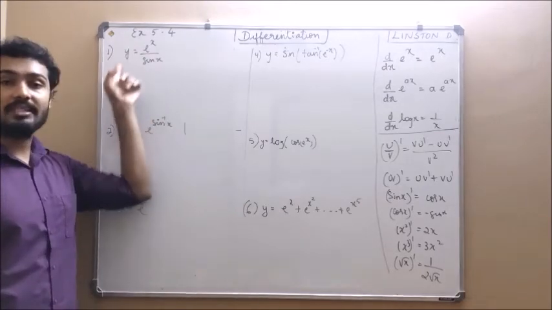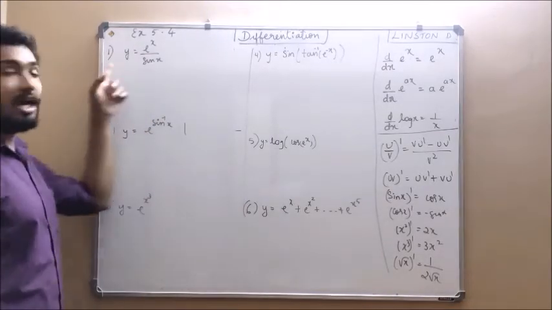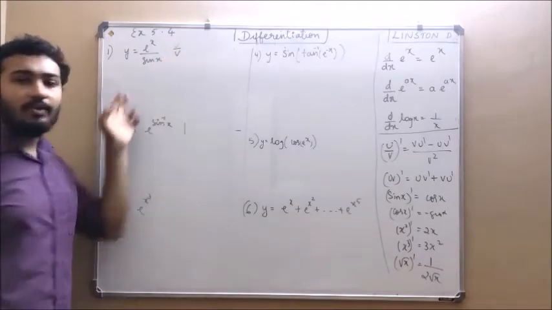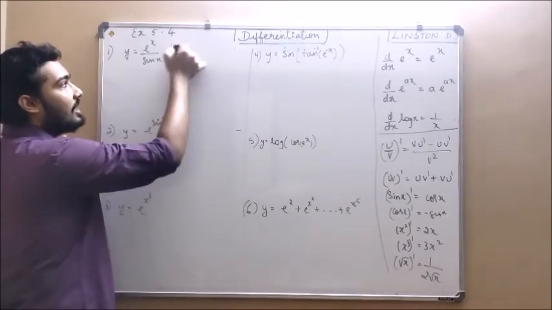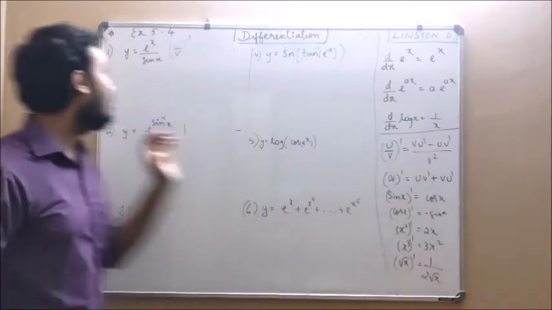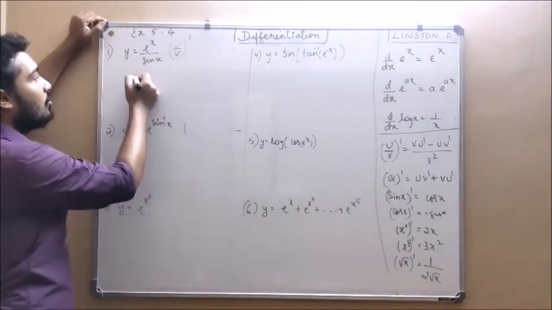Y equal to e power x divided by sin x. Now here, how to do this sum? We have a quotient u by v. We have to apply the quotient rule. What is u by v dash? U by v dash is v u dash minus u v dash by v square. So this is u, this is v. So what is the value?